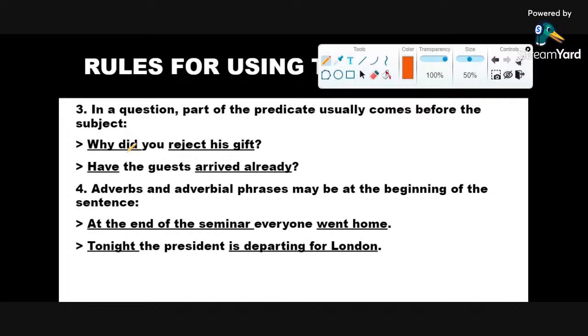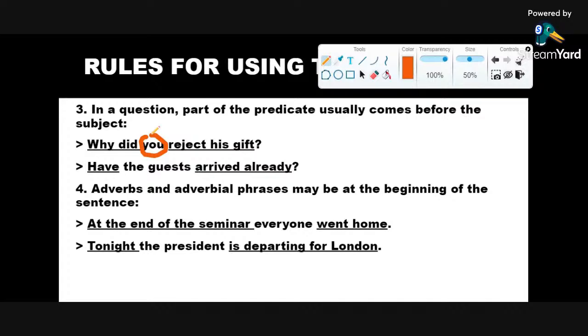Well, I want you to see what happens here. This is not included in what we want to, okay? In a question, part of the predicate usually comes before, actually this is in order, parts of the predicate, you know? Because if we have to make the subject come first, then we have to begin with you.